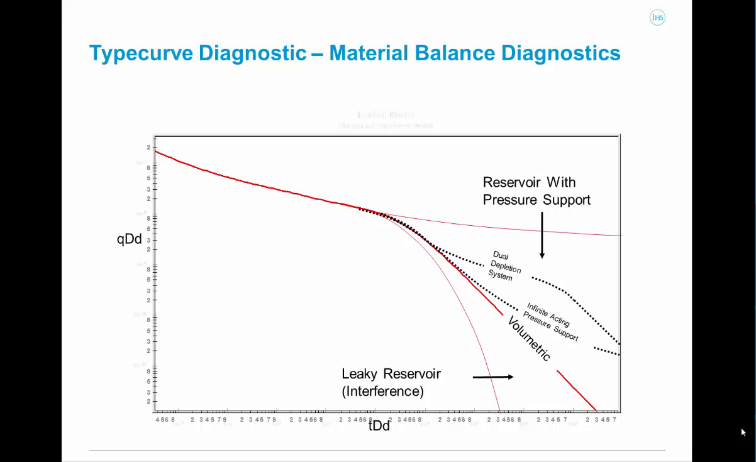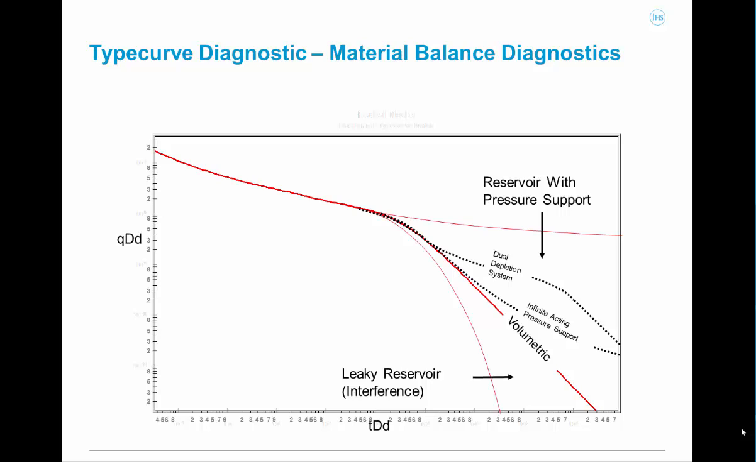And there's only really two options that can happen here that are different to this unit slope. One is that the data can drop below the unit slope, and the other is that it can drift above the unit slope. If it drifts away from the unit slope, this is evidence of pressure support, such as water drive, connected gas system, composite systems, multi-layer or solution gas evolution. And these are things that provide recharge over time.